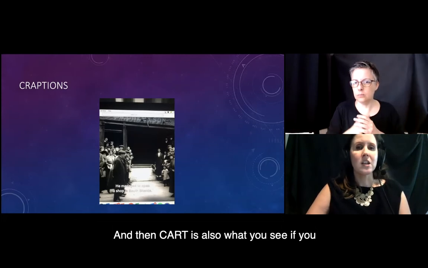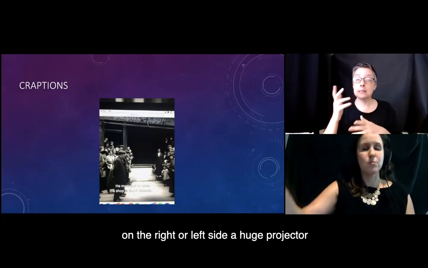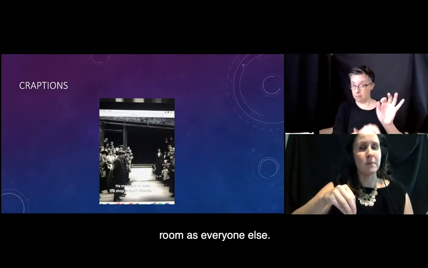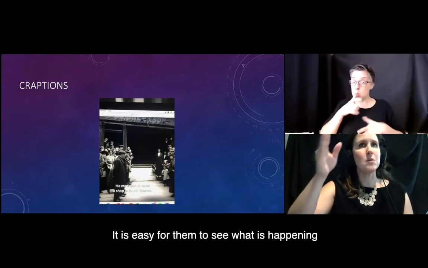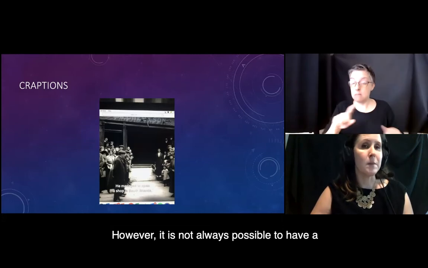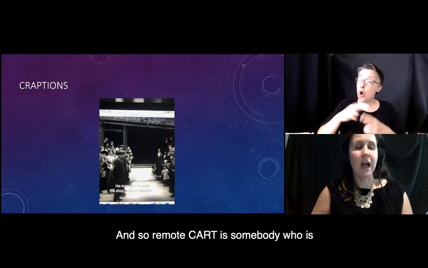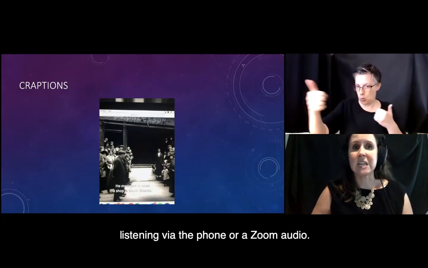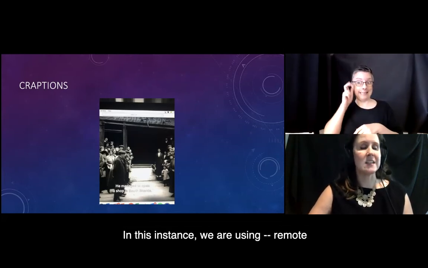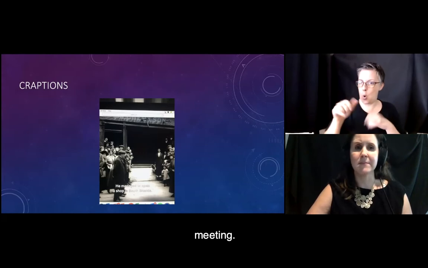And then CART is also what you see if you attend a meeting or a conference and on the right or left side there is a huge projector showing what people were saying. A lot of times captioners are in the same room as everyone else. It's easy for them to see what's happening around and provide captions that way. However, it's not always possible to have a captioner in the room, and so we call that remote CART. Remote CART is somebody who is listening via the phone or Zoom audio. In this instance, remote CART is being integrated into this Zoom meeting.